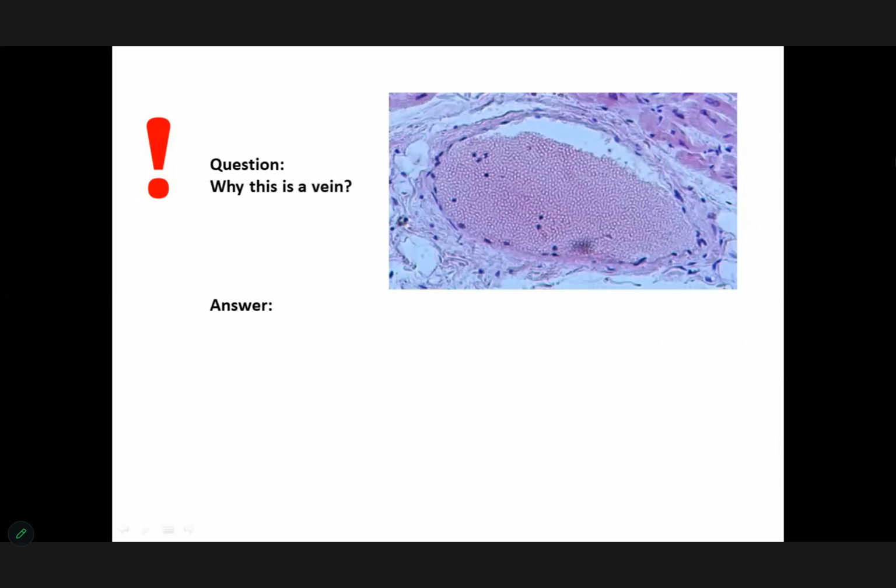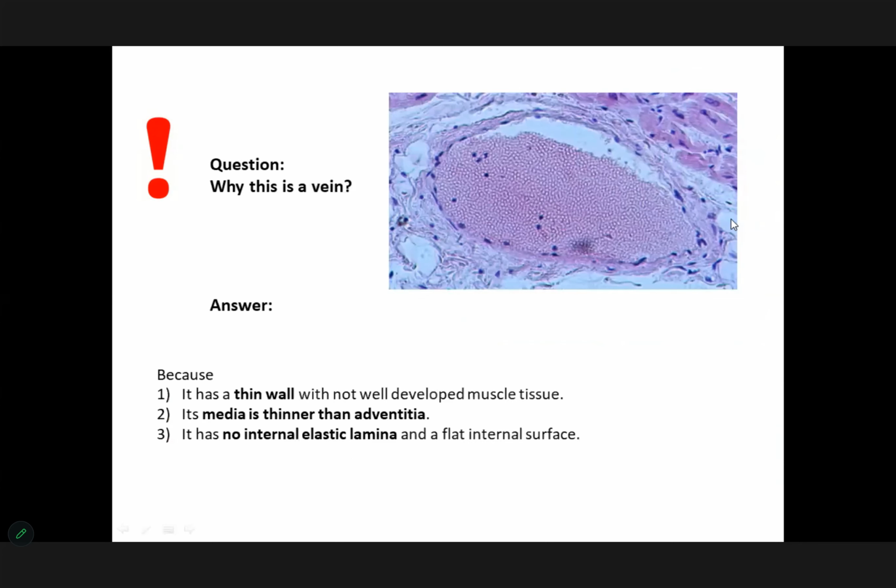The same is for a vein. So why is this a vein? Because it has a thin wall, because its media is thinner than adventitia. We almost cannot see here the media properly, only some muscle cells here. And it has no internal elastic lamina and, as a consequence, flat internal surface, not wavy.